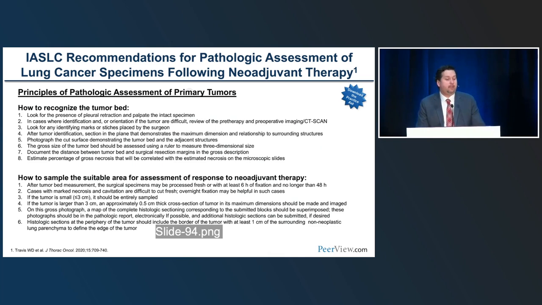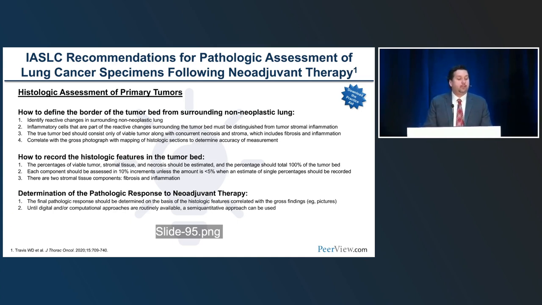And because of that, there have been a number of recommendations that I won't read, but they're available in the practice aid on how to locate the tumor bed, how to use anatomical references, imaging, and actually pictures to be able to correlate the grossing with the microscopy, and then how to sample the suitable area. There are a number of recommendations for small and large tumors, and essentially the question is how much we should submit from the specimen. Today, the principle is that the more the better, to try to not leave areas not looked at. And then there are also recommendations relative to the histologic assessment, how to define borders, how to record the histologic features, and determination of the pathologic response.